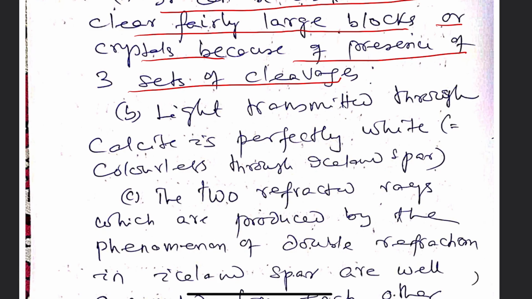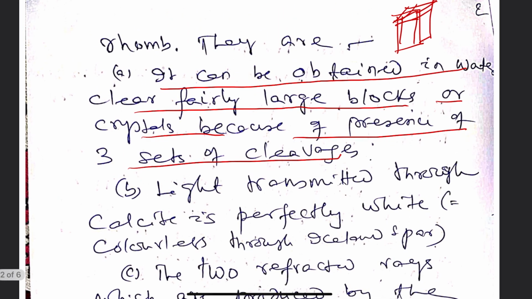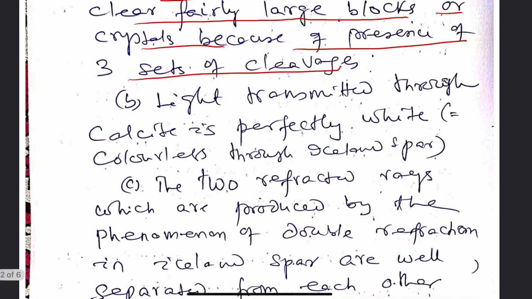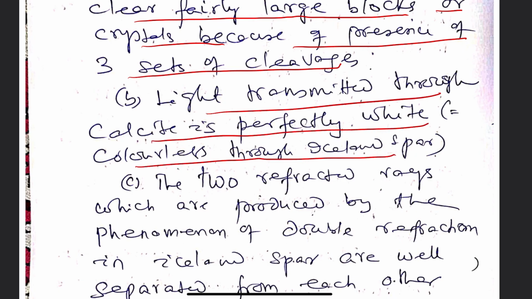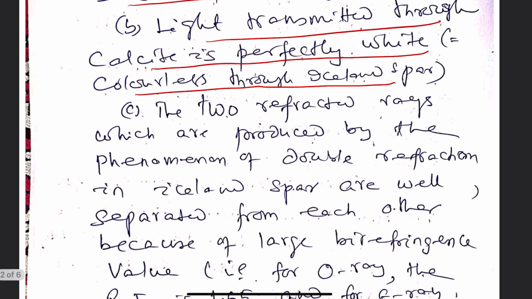And here we need not cut the blocks. Simply breaking along the cleavages will yield the blocks, and they are fully transparent. Light transmitted through the calcite is perfectly white or colorless because Iceland spar is fully transparent. When you talk about a transparent substance, it allows all the light to pass through without any absorption. That's why this transparent variety of calcite has been used to produce polarized light.